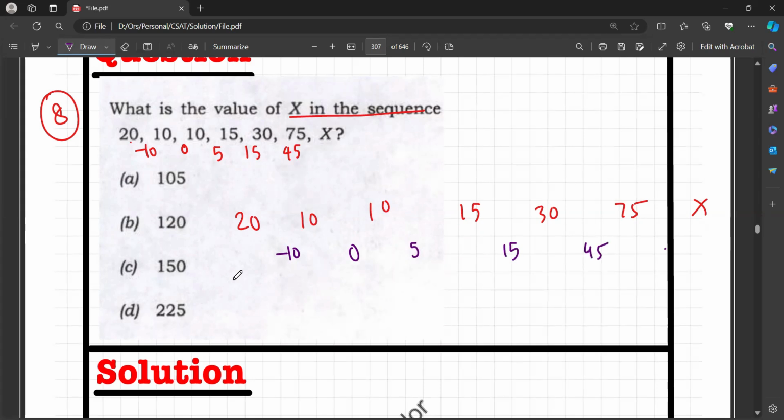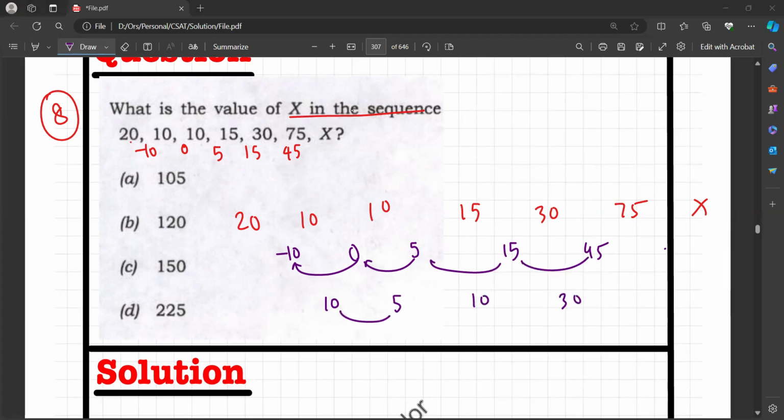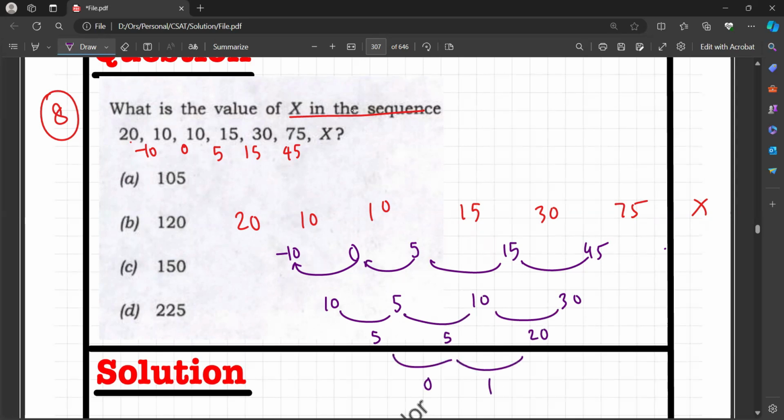Here, suppose if I subtract this from this, you will get 10. Clear? If you subtract this from this, you will get 5. If you subtract this from this, you will get 10. Subtract this from this, you will get 30. Again, you subtract this from this, you will get 5. You get here as 5. You get here as 20. You subtract again 0, 10. Nothing is matching. Okay, this pyramid approach is helpful. How it is helpful, I will let you know in the next questions.